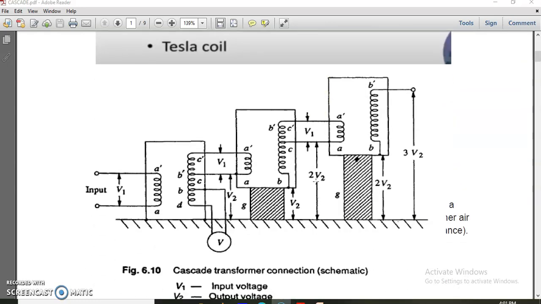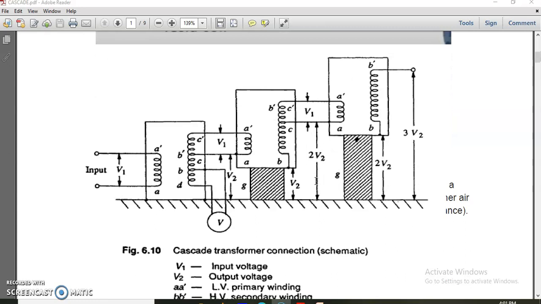So let us look at the schematic cascade transformer connection. Consider 3 sections. This is one unit, this is another, and in total there are 3. V1 is the input voltage, V2 the output voltage, and G is the insulation support. A dash is the LV primary winding, B dash is the HV secondary winding, and C dash is the excitation winding.